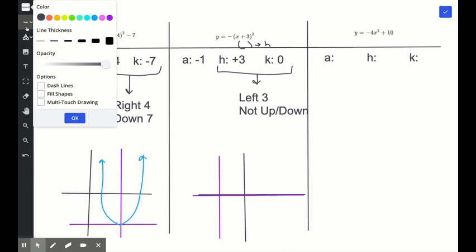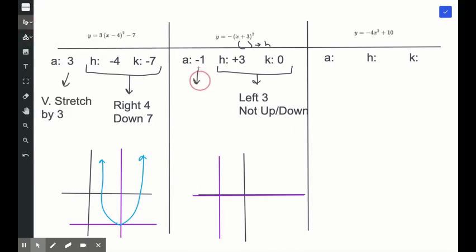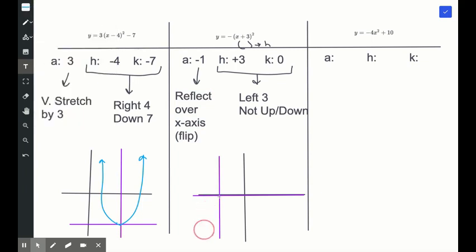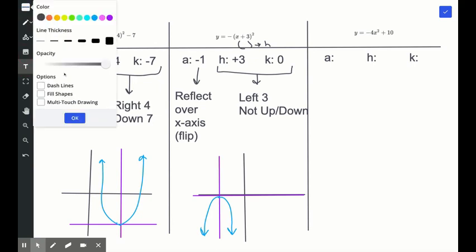Now then we have to ask the question, okay, well, what is this -1 doing? Well, an A value of -1 means that it is a reflection over the x-axis. Sometimes we call that a flip. I want you to remember this. If there's a -A, that's a frowny face. Let me show you what a frowny face looks like in parabola land. It means it goes down.